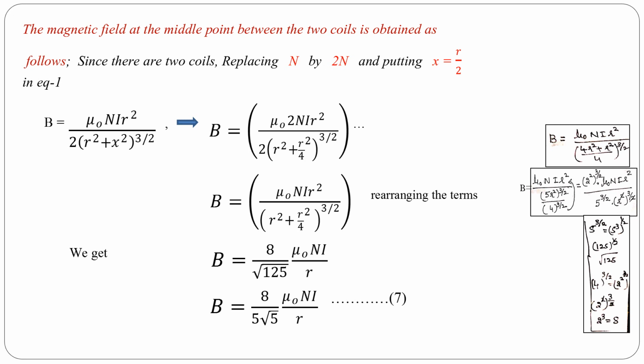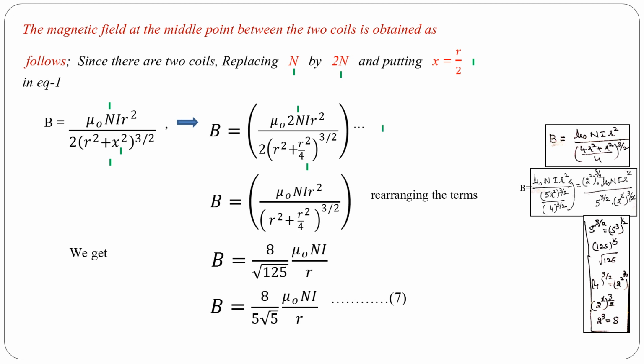For this, we have to put the condition as x is equal to R by 2, and another one is replacing the number of turns N by 2N, as there are two coils. Hence the magnetic field due to one coil is given by B is equal to mu naught N I R square whole divided by 2 into (R square plus X square) whole to the power of 3 by 2. In this equation, we are replacing N by 2N and X square by R square by 4.